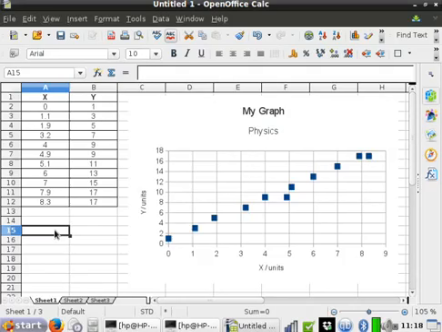Everybody will have a different program. Some will have LibreOffice, some will have OpenOffice, some will have Excel, Microsoft Excel. So I can't really show you how to do it for every program, but I hope you all can figure it out from your own. Do you all have the scatter plot now? Yeah? Okay, that's good.